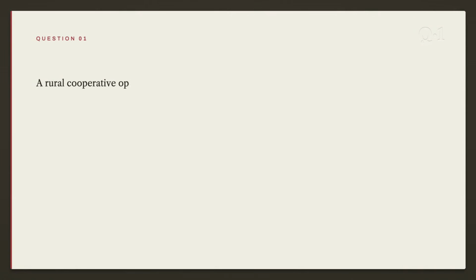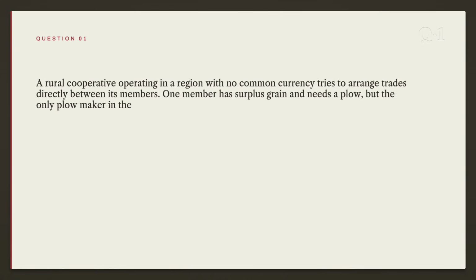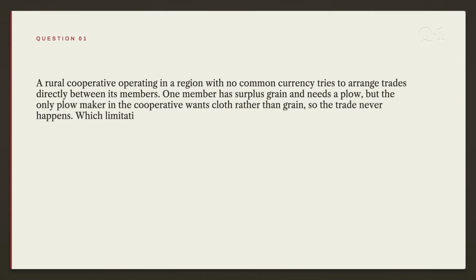Question 1. A rural cooperative operating in a region with no common currency tries to arrange trades directly between its members. One member has surplus grain and needs a plough, but the only plough maker in the cooperative wants cloth rather than grain, so the trade never happens. Which limitation of the barter system does this situation illustrate?